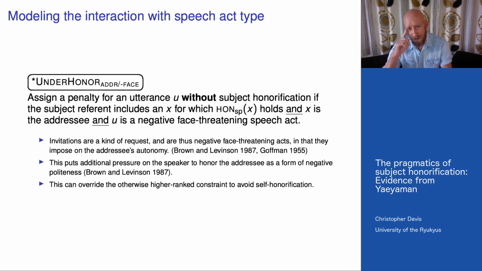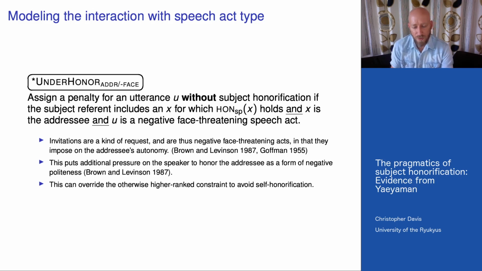Now, I'm going to tentatively suggest that to model this interaction, we should posit a more particular version of the constraint against under-honoring addressees, and this more particular version will apply whenever the utterance is itself a negative face-threatening speech act, roughly in the sense of Brown and Levinson. So the idea is this. Invitations are a kind of request, and requests are a kind of negative face-threatening speech act, in that they impose on the addressee's autonomy. This is going to put additional pressure on the speaker to ameliorate that face-threatening speech act by honoring the addressee as a form of negative politeness, which in turn can override the otherwise higher-ranked star honor self.